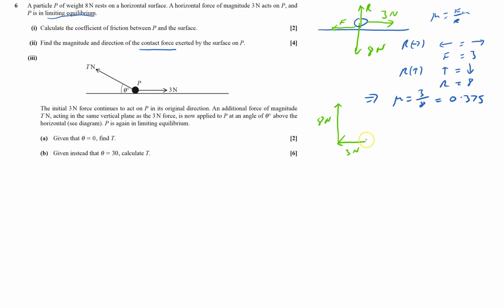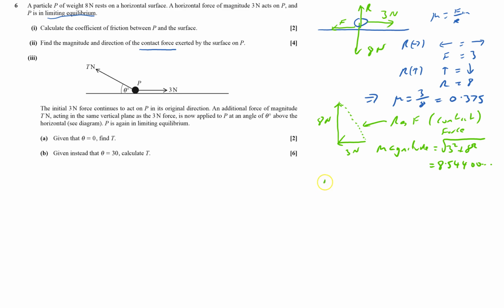And I've got to work out that bit there, the resultant force. So the resultant force, or total contact force, or contact force, and I've got the magnitude, is the square root of 3 squared plus 8 squared, and that is 8.544.